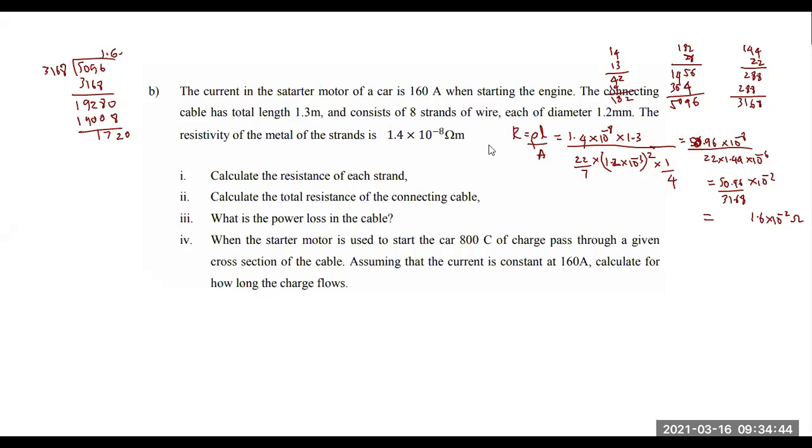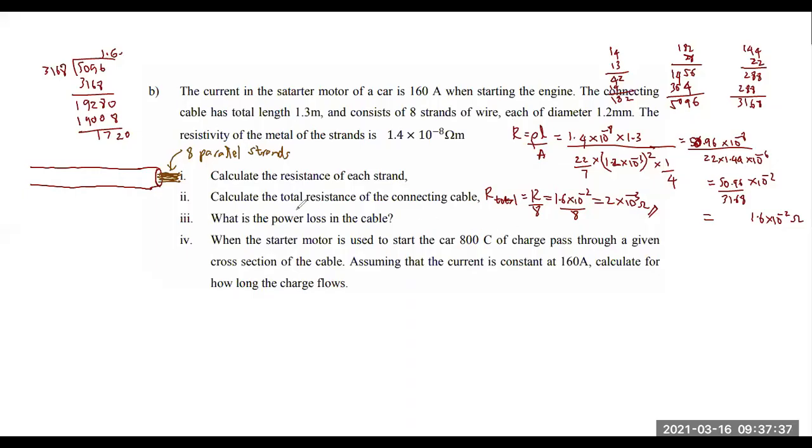Getting this answer. The connecting wire has a total length of 1.3 meters and consists of 8 strands of wire. That means this is how they will look. If you take the connecting cable and cut the outer casing, this is how the strands will be. So you can see they are in parallel to each other. Therefore, if you want the total resistance, you need to consider parallel connection and get the answer.